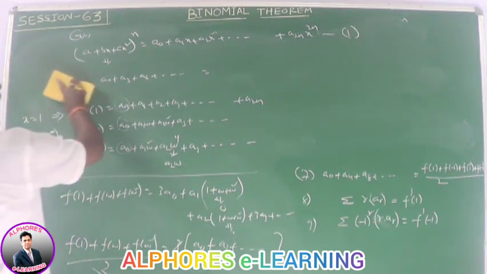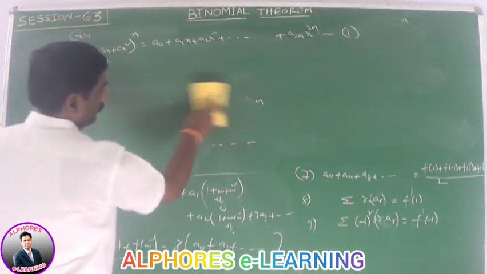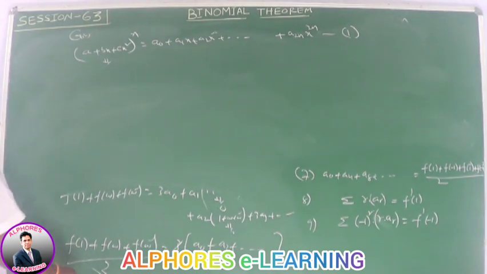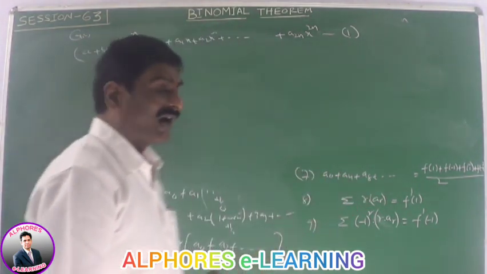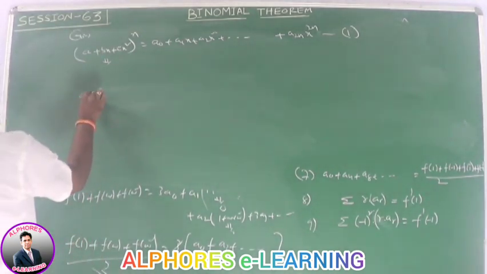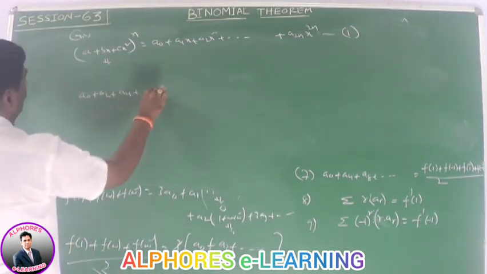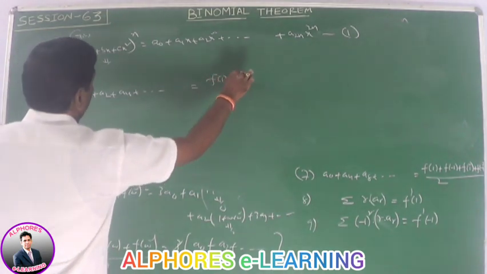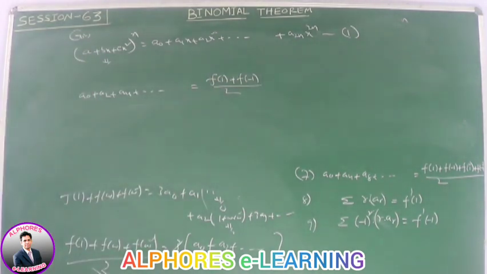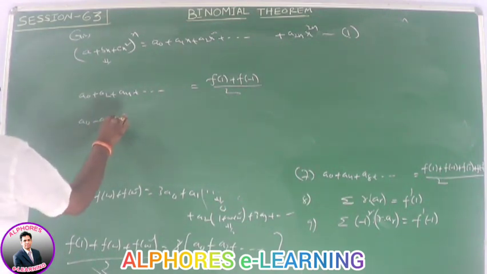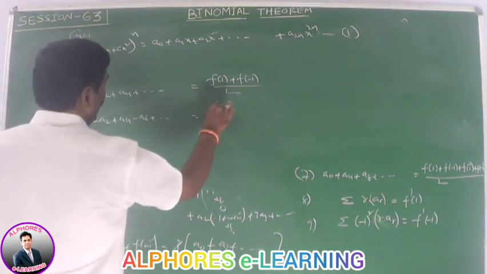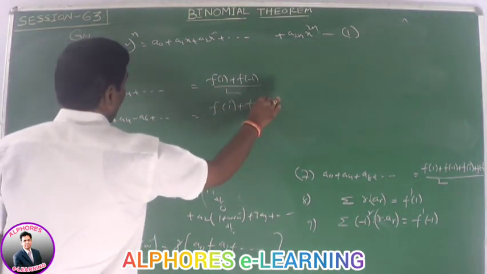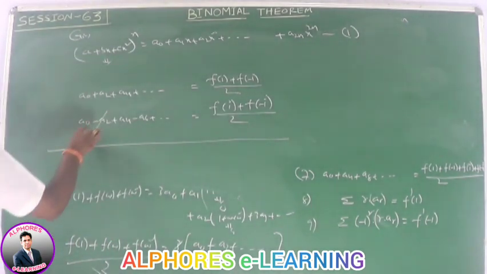Next, seventh one. a0 plus a4 plus a8 plus, and so on. These are the multiples of 4. Already we know that a0 plus a2 plus a4 plus, the sum of the even coefficients, is equal to f of 1 plus f of minus 1 by 2. Please observe this value. And at the same time, alternating plus and minus, a0 minus a2 plus a4 minus a6, this value already proved. This value is equal to what is the value? F of i plus f of minus i by 2. By adding these two values, we get the required result.